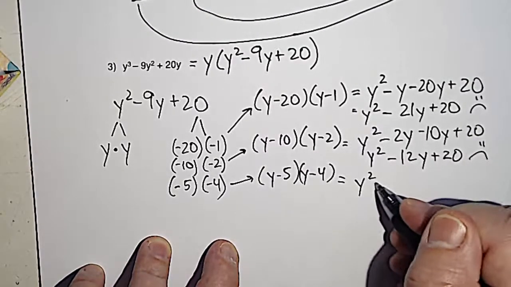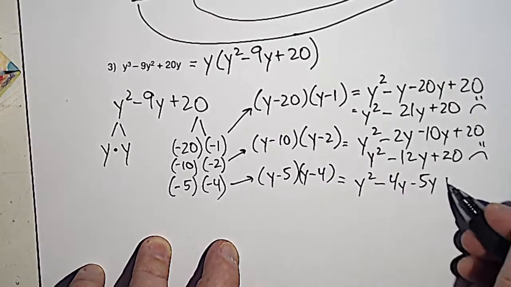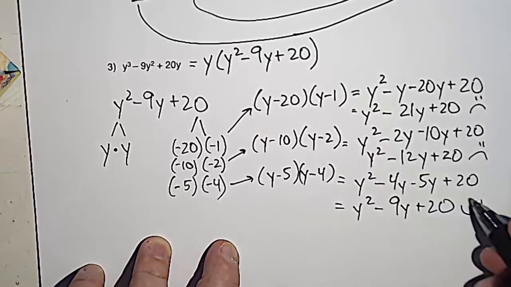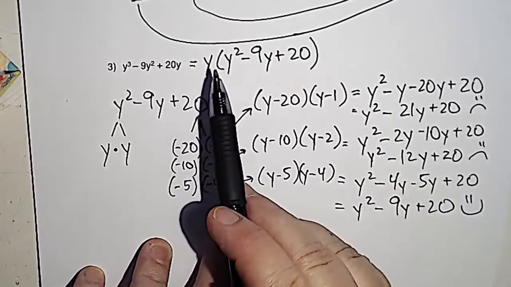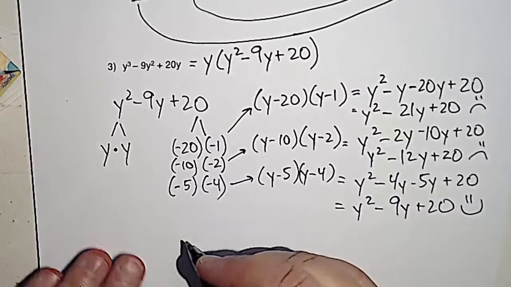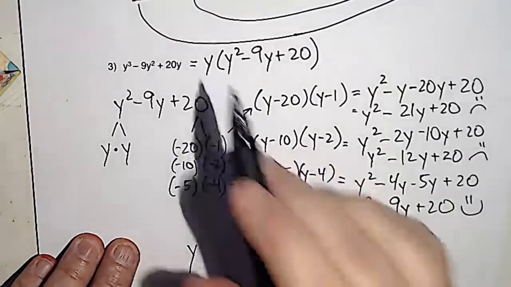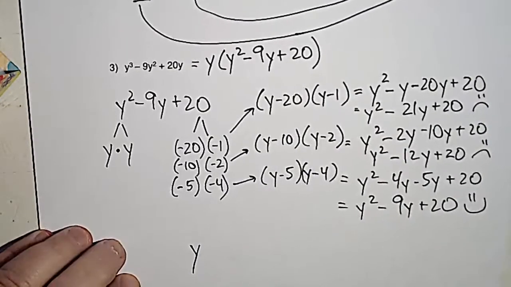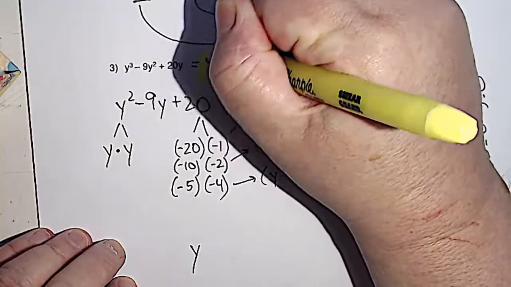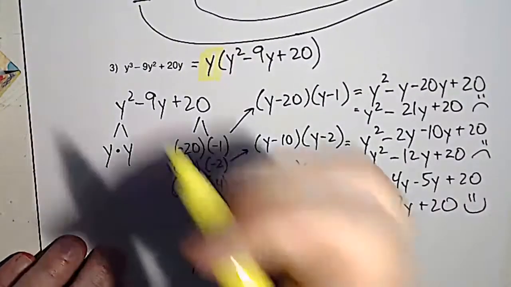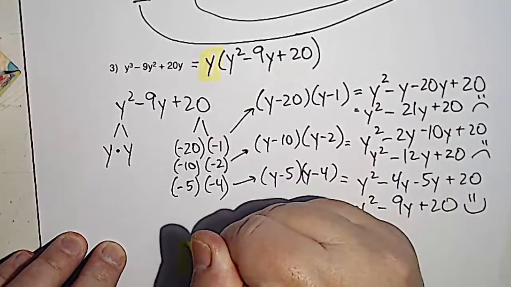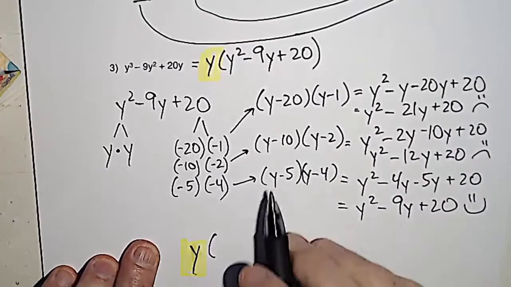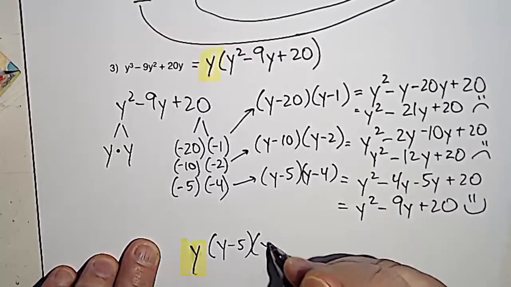And this one is y squared minus 4y minus 5y plus 20. That is y squared minus 9y plus 20. Woohoo, we got it. We got to be careful though. Remember, we've pulled out a y up here. So we got to combine this. We need the y that we pulled out in the beginning. And you know what? I'm going to get my handy dandy yellow, because a lot of people will have forgotten this by the time we get here. Okay, that y from up there. And then y minus 5, y minus 4.